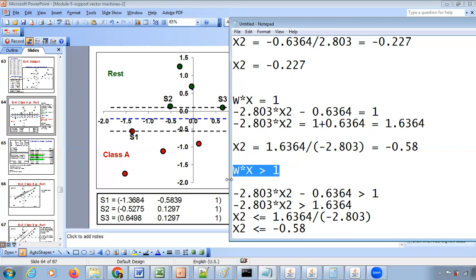That is our class 1, the red class. So this is our negative number. Anything less than -0.58 will be this class. It makes sense that we got less than or equal to -0.58, because equal to is the line that goes through that point, and anything less than will be below that in this case, because it is the negative side. So x2 less than or equal to -0.58 belongs to class 1 in this case.